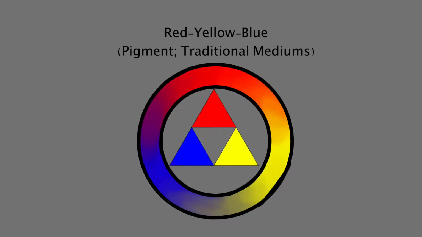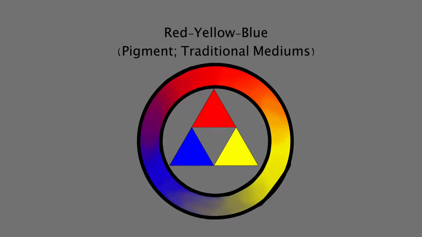Color wheels. There are 3 of them I'm going to cover here. You already know this one. This is the traditional color wheel. Your primary colors are red, yellow, and blue because those are the only traditional pigments that can't be mixed from other pigments. You don't generally use this one in digital art, so I won't be talking about it very much.